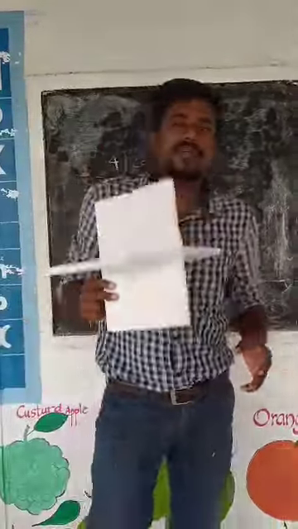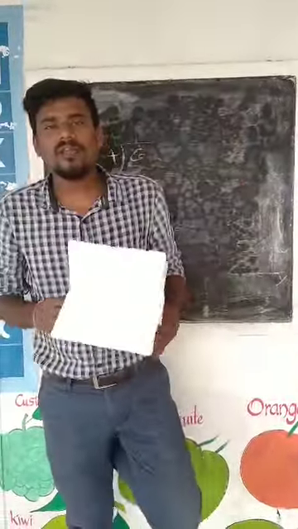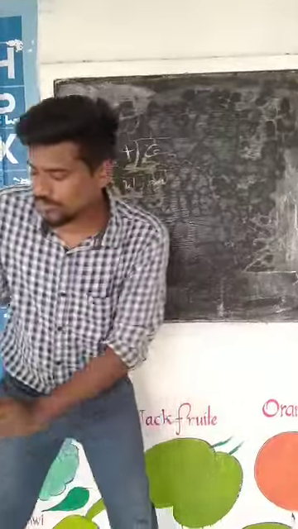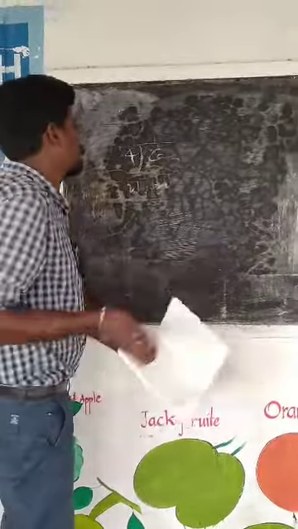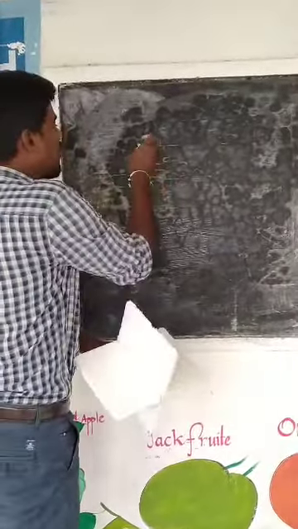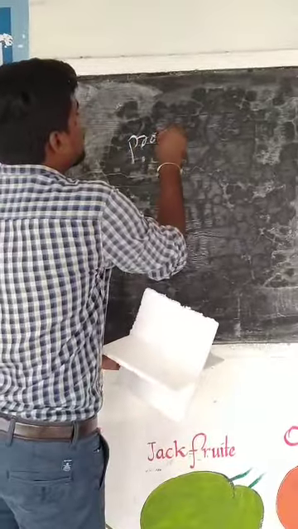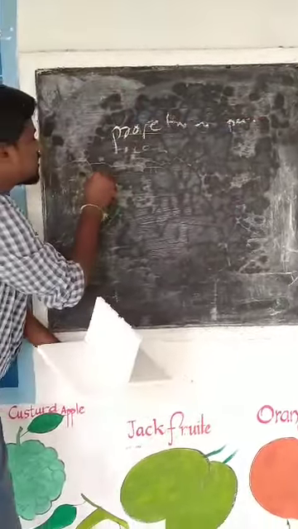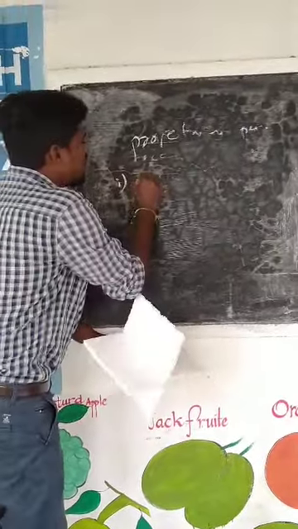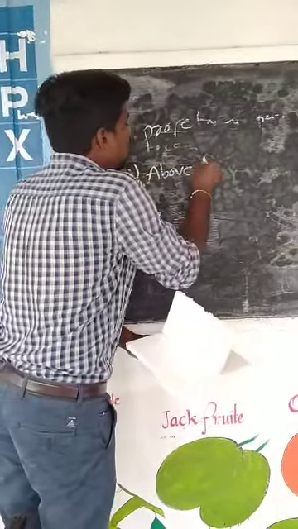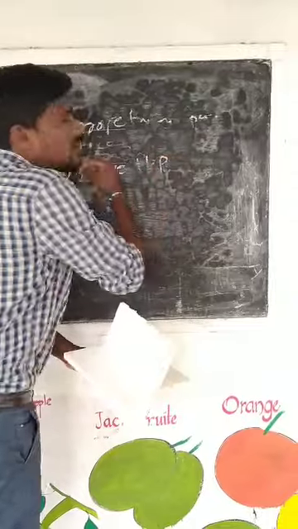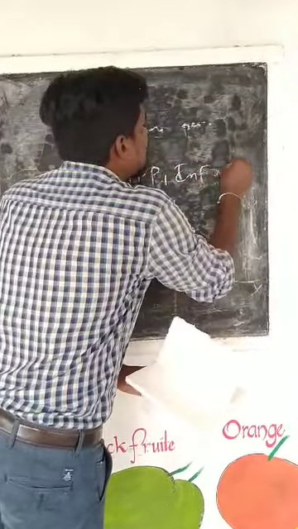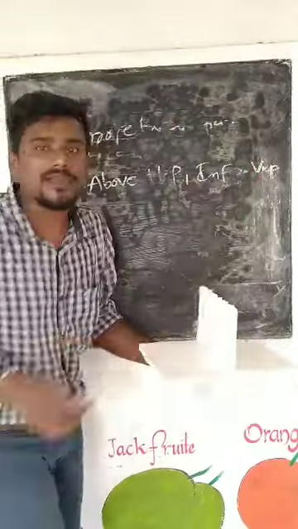In projection of points we have four rules. I will explain what those are. Projection of points, first condition: above the HP, in front of VP.